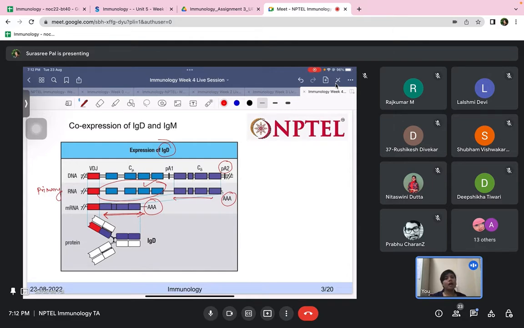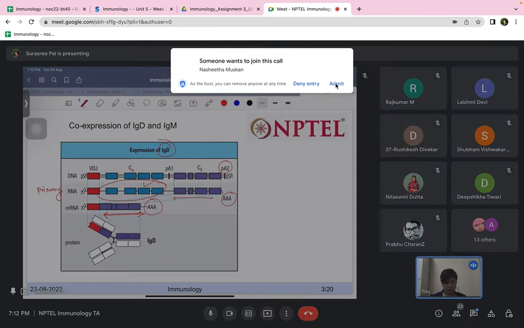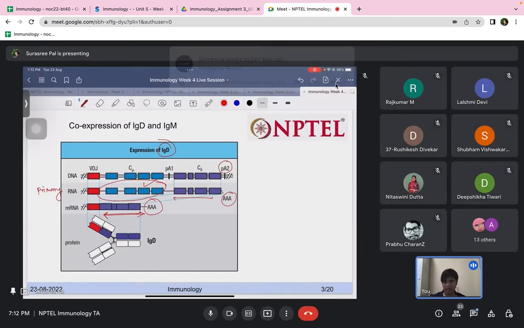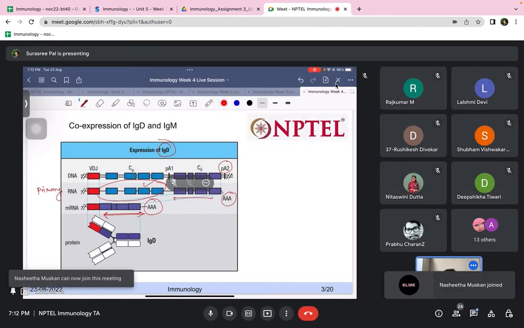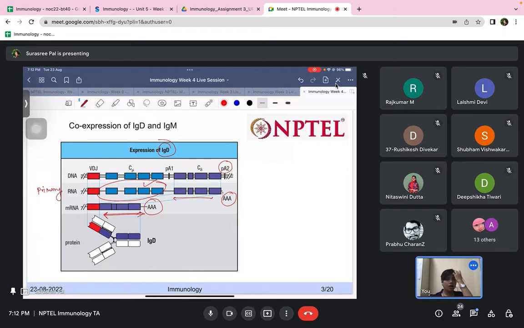So you can understand how IgD and IgM are co-expressed, but you can also see that the expression of IgD or IgM are mutually exclusive events. Either IgD will be expressed or IgM will be expressed. So these are the antibodies that are expressed initially, the initial classes of antibody.